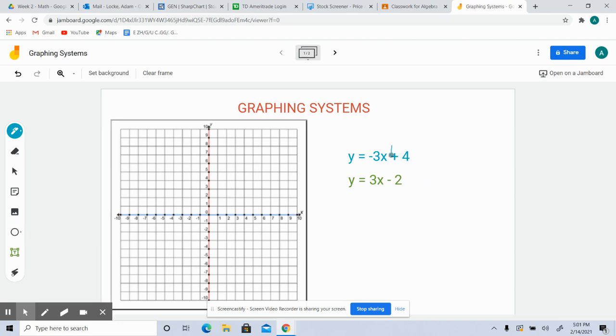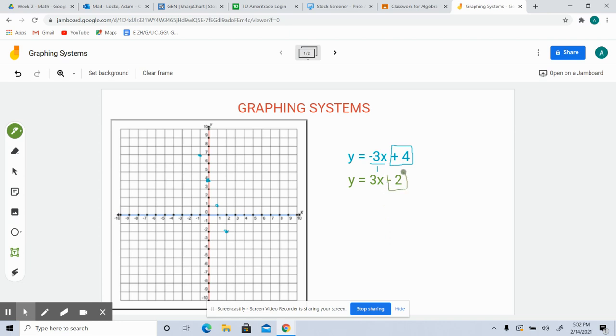I'm going to start with my blue equation, and I'm going to graph it by starting at the y-intercept of +4. I'm going to adjust by my slope of -3/1. So I'm going to go down 3 and over 1. I could continue that pattern out, up 3, down 1, but I like to get a couple points on there, then go to my other equation.